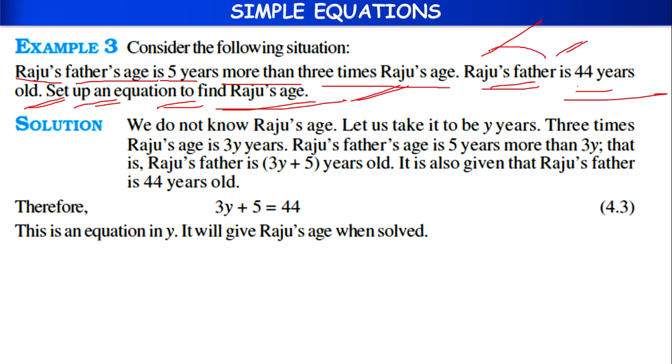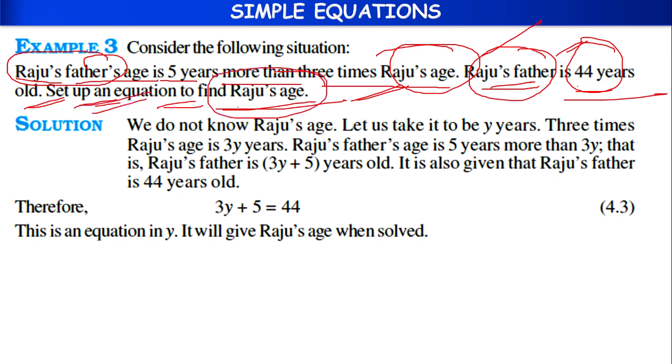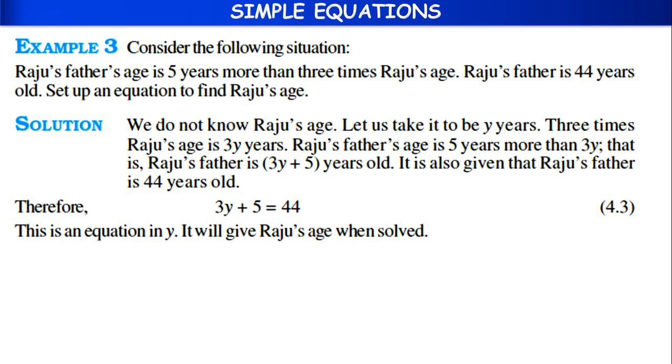So if you know Raju's father's age, and if you know the relation between Raju's father's age and Raju's age, now they are asking to set up an equation to find Raju's age from the given hints. So we don't know Raju's age. Let us take it to be y years. Let Raju's age be y years. Then Raju's father's age is 5 years more than 3 times Raju's age.